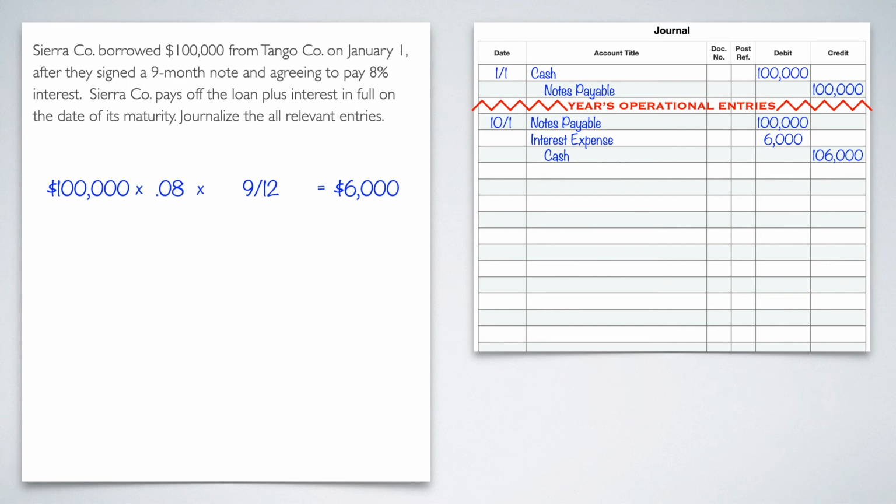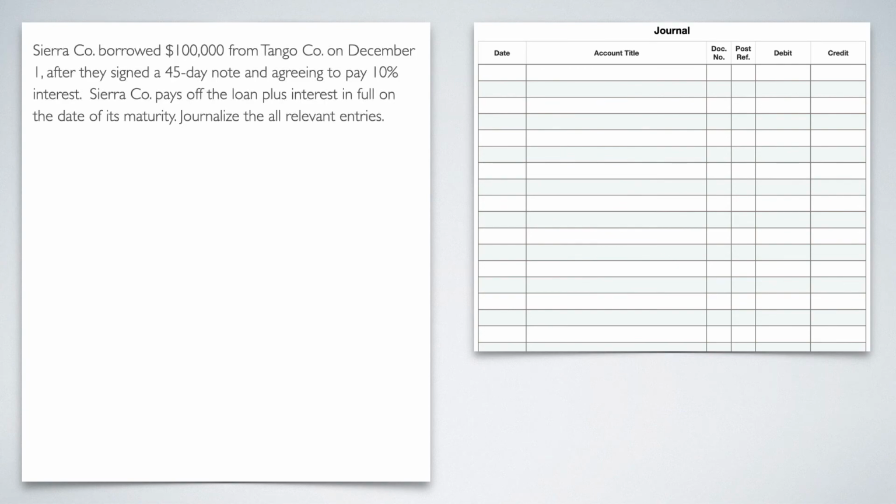Now I'm going to give you one more example, much like we did with a notes receivable, is what happens if it's within days. So let's look at one more example. Sierra Company borrowed the same amount, but this time it's for a 45-day note, and it started on December 1st. Okay, so again, December 1st, cash, notes payable, 100,000, that's our principal amount. Any other yearly operations until we get to 12/31. This one passes the 12/31 mark. 45 days from December 1st would give you January 15th.